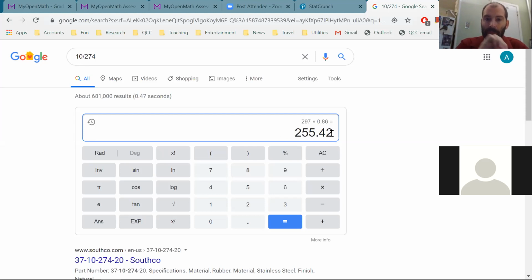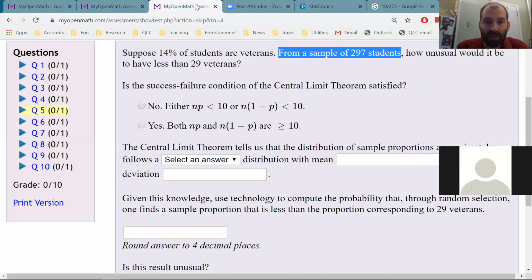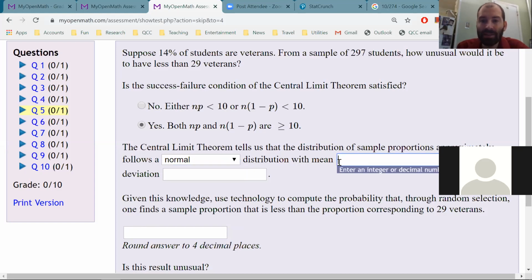All right, so there we go. Is that greater than or equal to 10? Yes, it is. So they are both greater than or equal to 10. So the central limit theorem is satisfied. Fantastic. That means that we know the distribution is approximately normal, right? So that's the answer right down here. We know the distribution follows a normal distribution, approximately. And we know the mean and the standard deviation of that distribution.